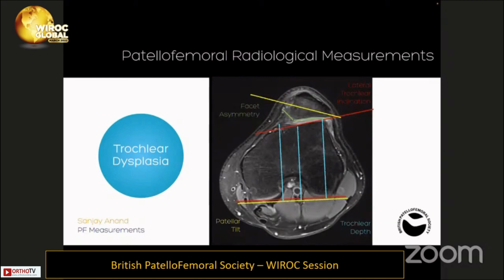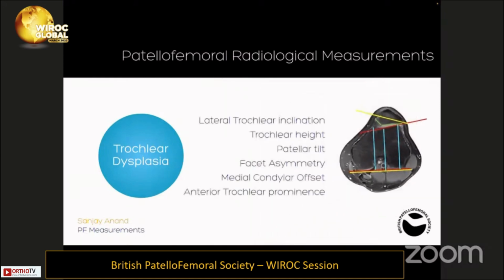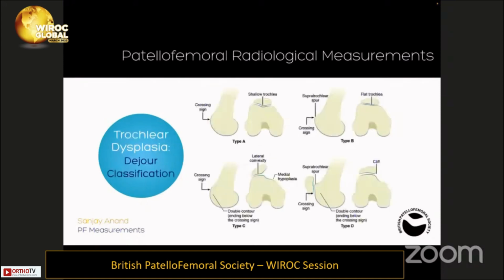But a lot of these are radiological measurements, and you can add in condylar offsets and anterior trochlear prominence, but they're not really things that we measure regularly ourselves in the clinic and things that we can do much about from a surgical perspective. So I think really the main classification for dysplasia, we use the Dejour classification, which is a combination of an X-ray and MRI or axial imaging, looking at the crossing sign and spurs on the X-rays.